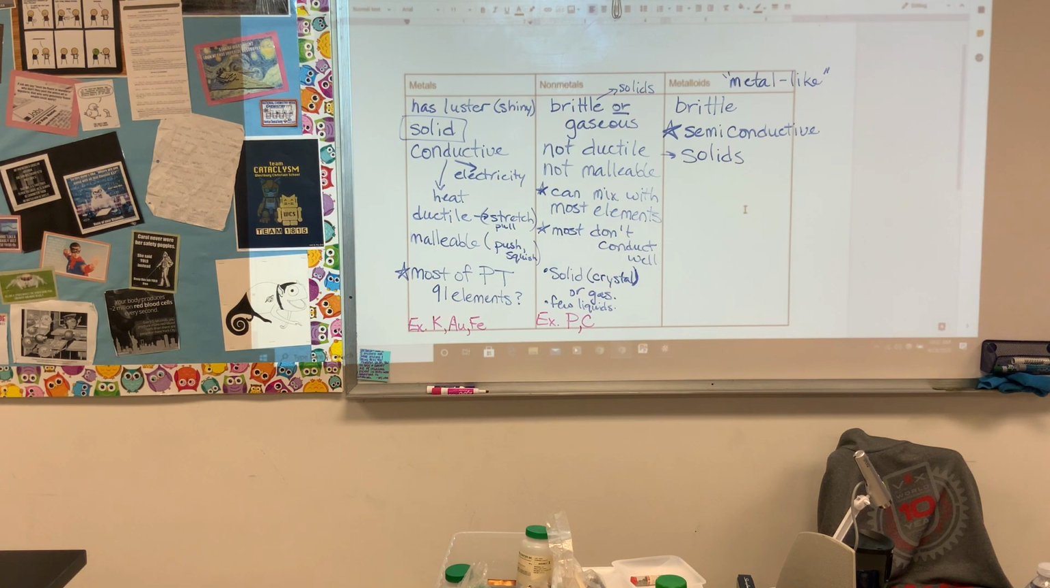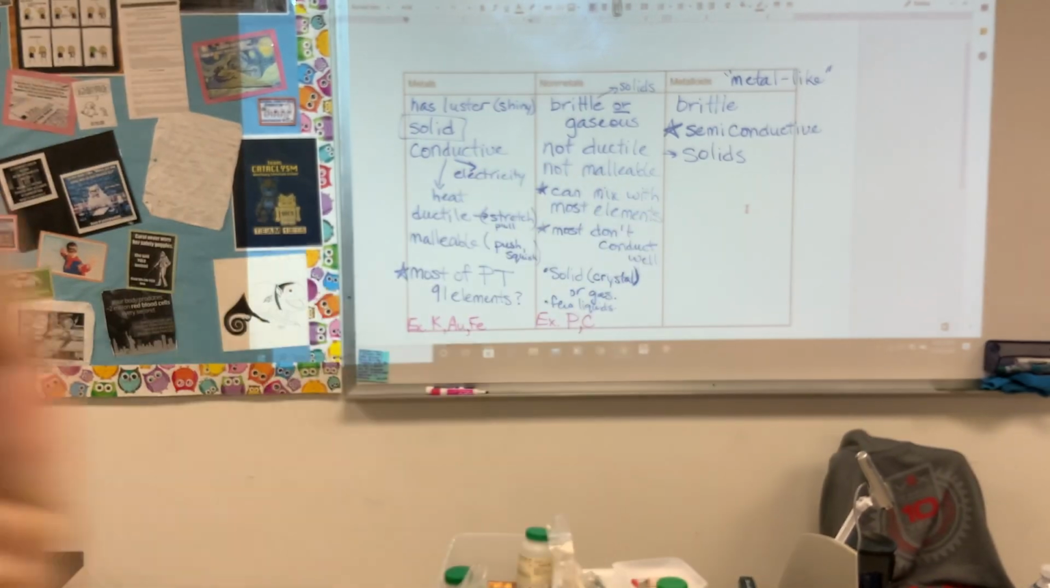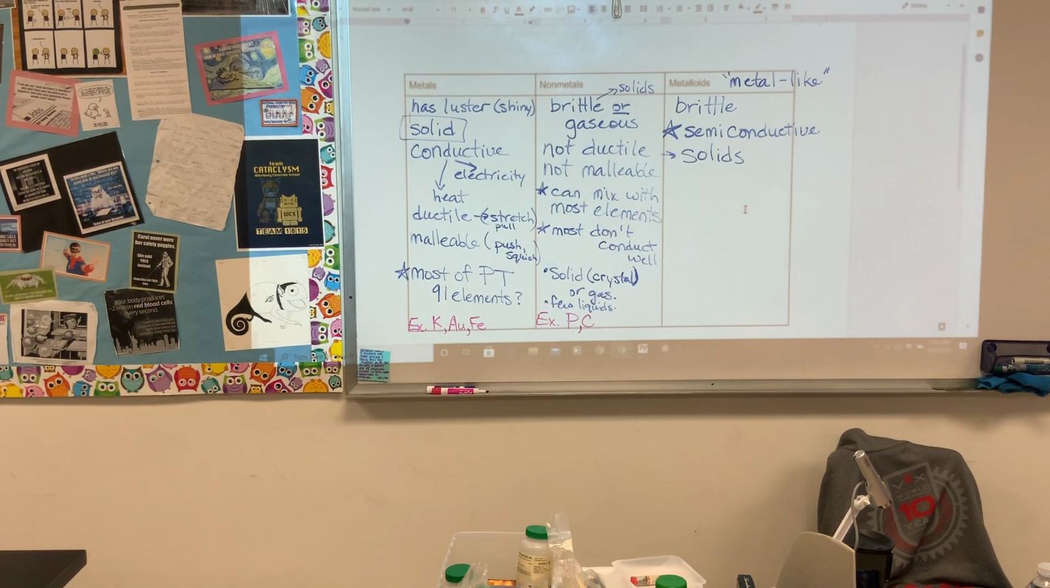So once again, if I try to press it, try to bend it. So here's what we have. Could you smell it? I can't smell it. Don't you think it smells like sulfur? Oh yeah, that's sulfur.